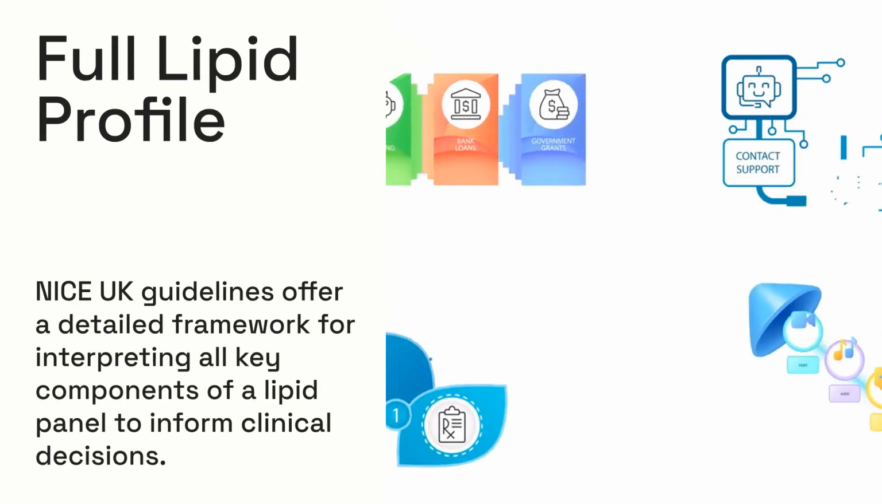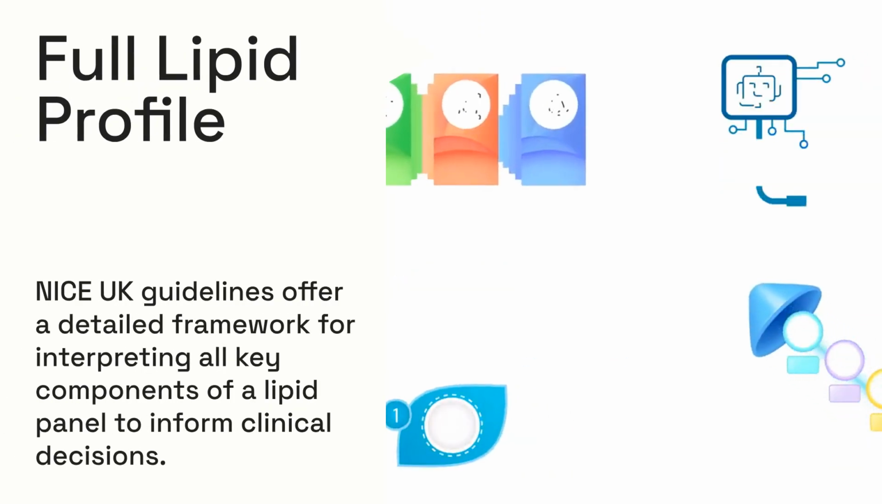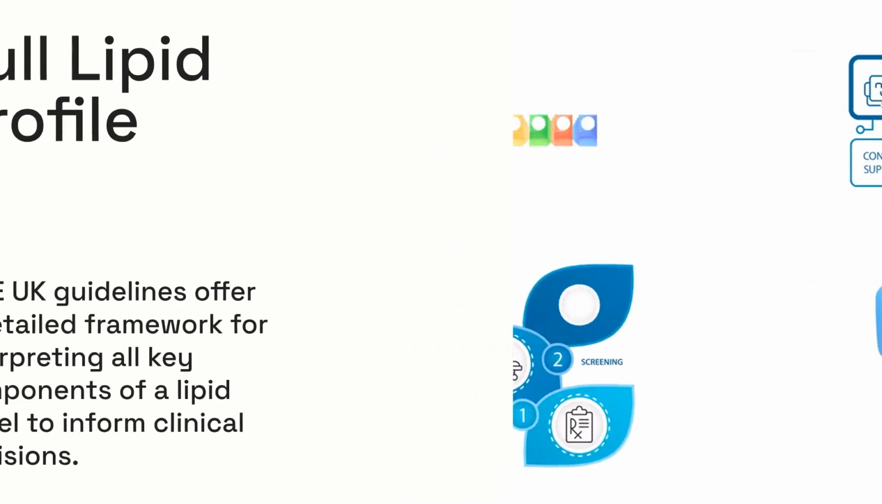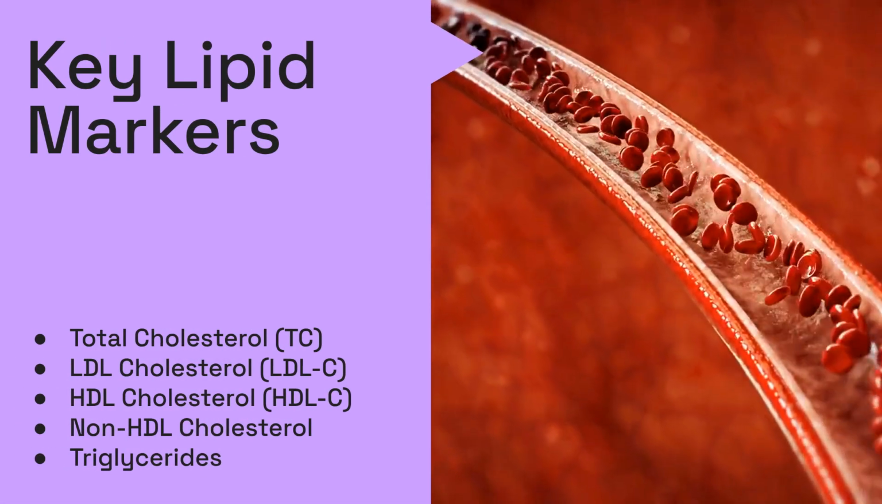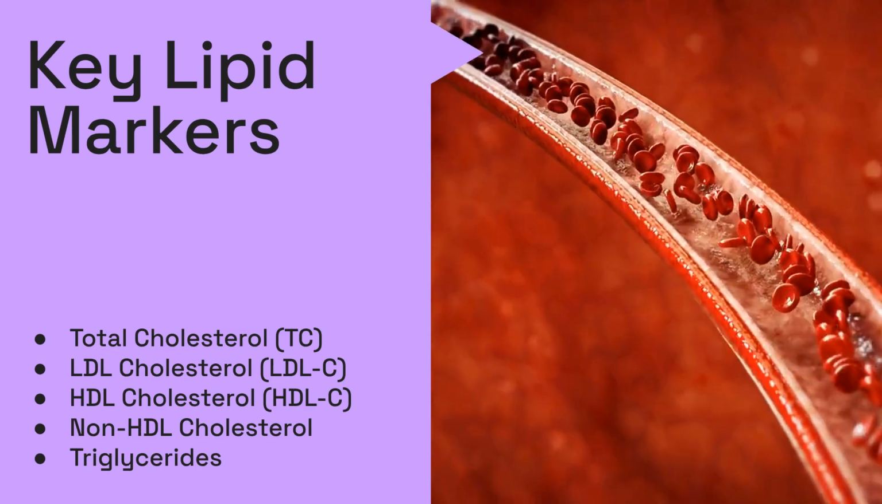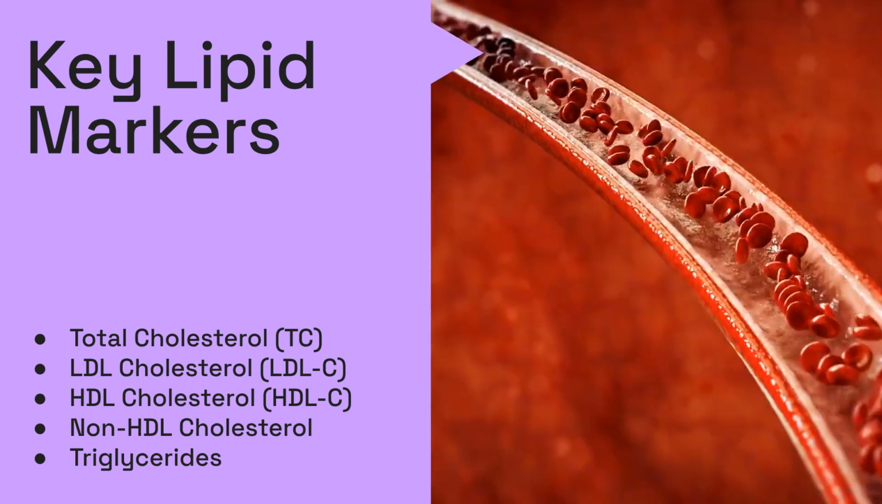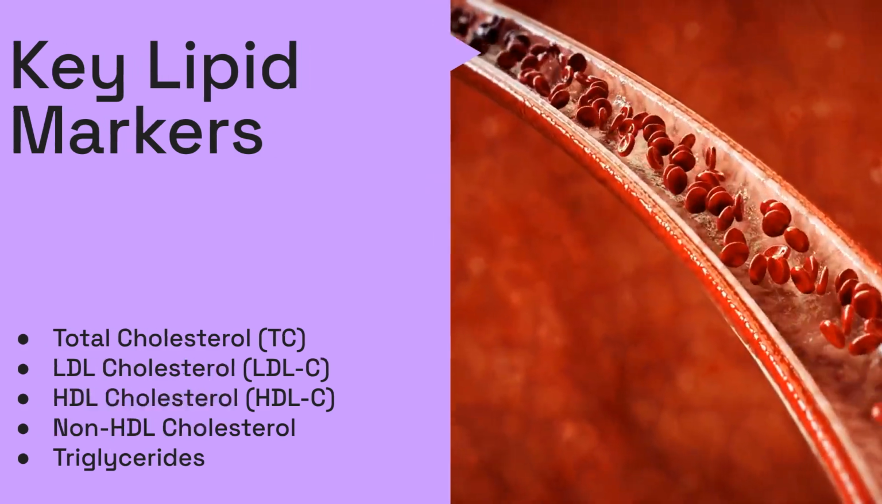We'll break down the full lipid profile components and align their interpretation with the latest NICE guidelines for effective CVD risk management. The key markers in your lipid profile are total cholesterol, LDL-C, HDL-C, non-HDL-C, and triglycerides. These all play a role in determining your cardiovascular risk.